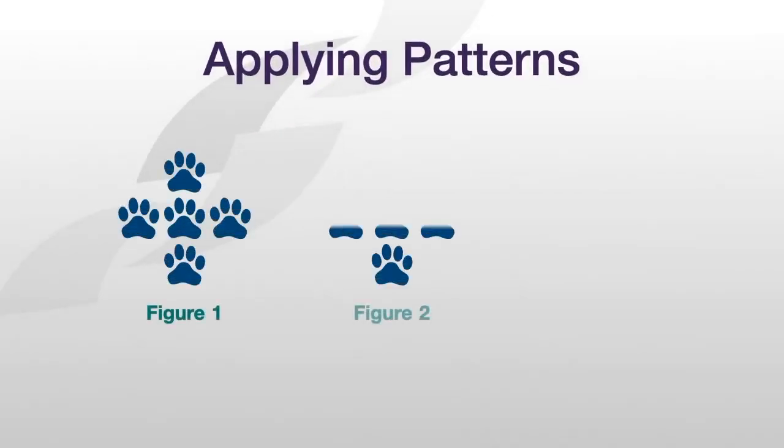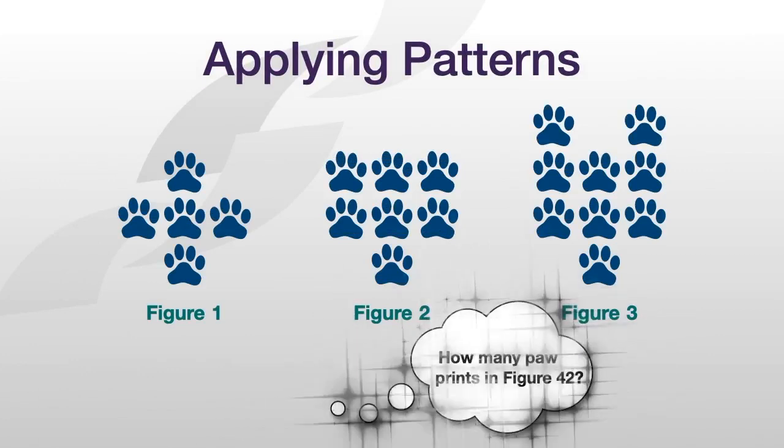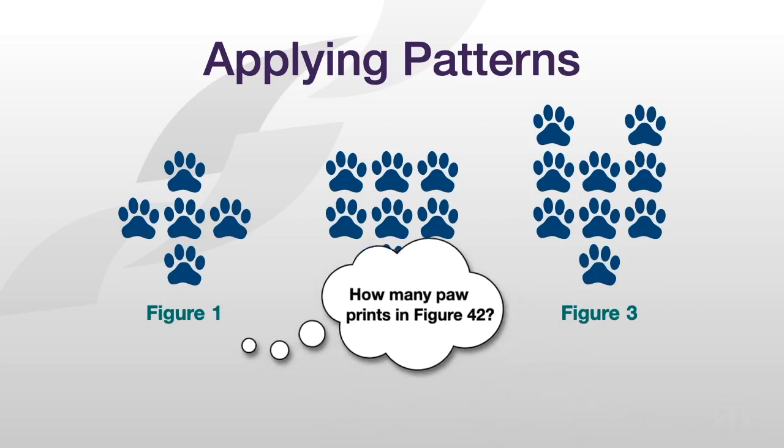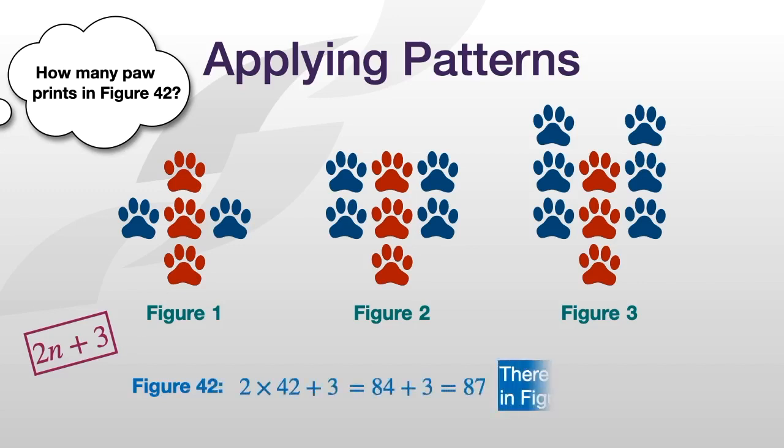For our next problem, let's look at this visual pattern. How many paw prints do you think there are in figure 42? We can see that the constant is 3 paws, and the other part has 2 groups of the figure number. So our rule is 2n plus 3. Applying this rule to figure 42, we can calculate that there are 87 paw prints.